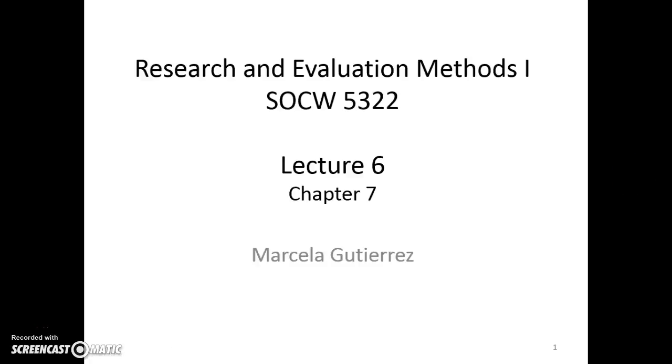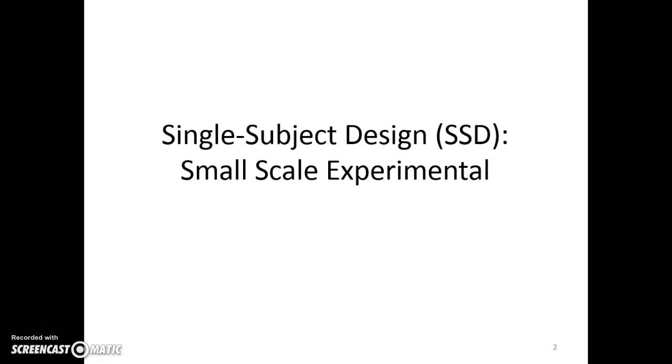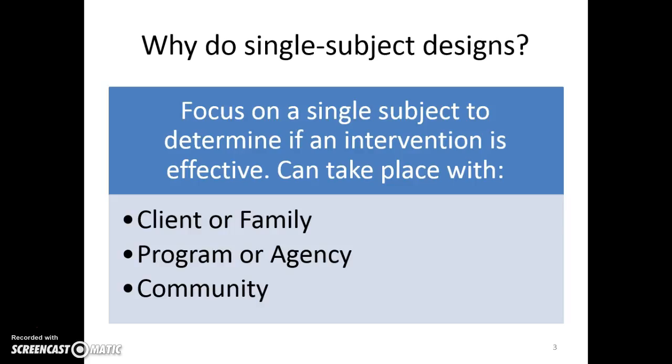This is Lecture 6, which we'll be covering Chapter 7, and the topic for this week is single subject design. You'll actually hear this called several different things, so just be wary that you may hear single subject, small scale experimental, single case, even single system design. In social work and other fields, people call these a few different things. So we're going to call it single subject design, but if you see different mentions, we're talking about the same thing. And we're talking about designs that basically focus on a single subject.